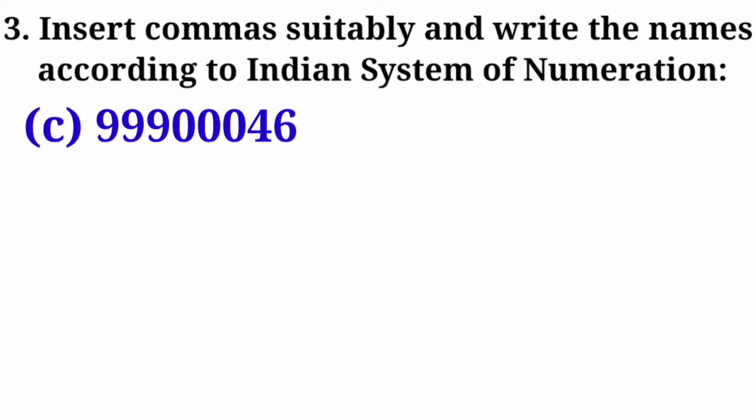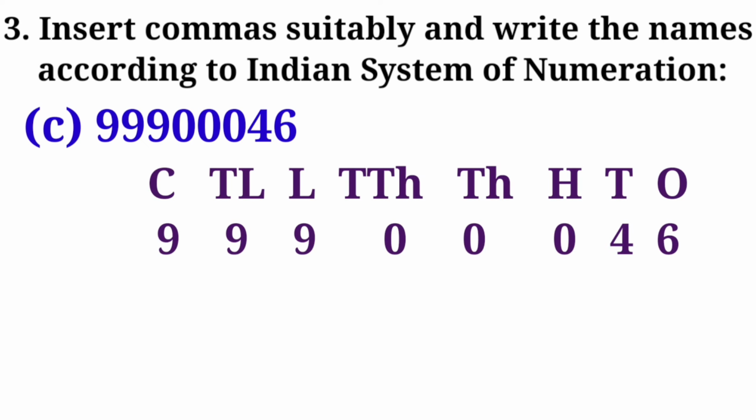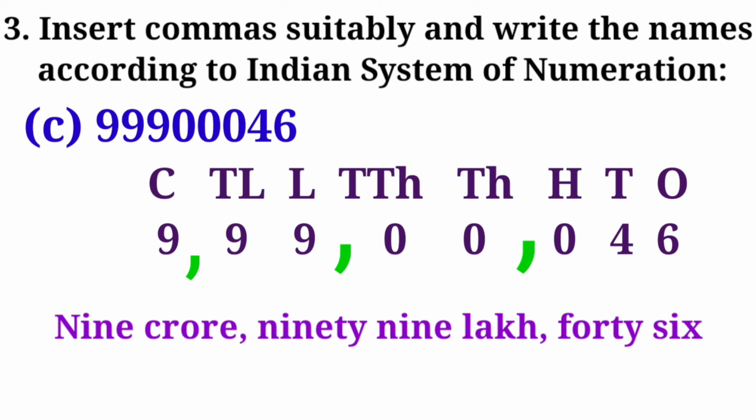Now you are given question number C. Again you will place 6 in ones place, 4 in tens place, 0 in hundred place, 0 in thousand place, 0 in 10,000 place, 9 in lakh place, another 9 in 10 lakh place, and 9 in crore place. Now the first comma will come before 3 digits, the second comma before 2 digits, and the third comma before 2 digits from this comma. So the number will be read as 9 crore 99 lakh 46.